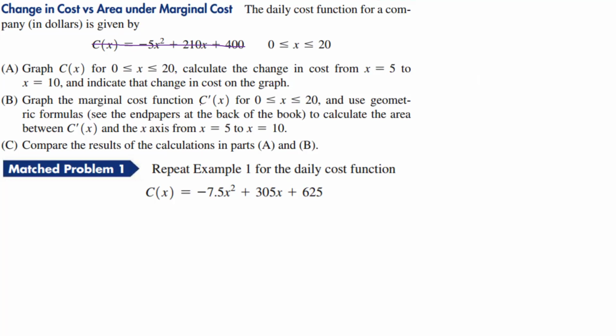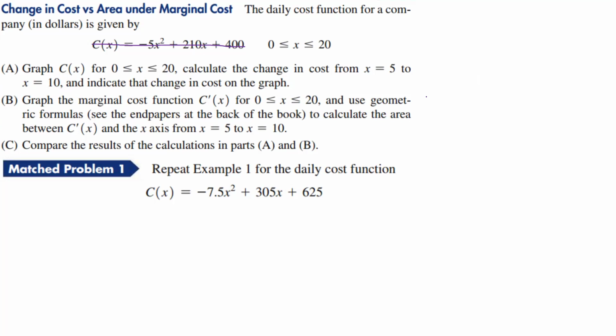Then we're supposed to graph the marginal cost, C prime of x for 0 to 20, and then use geometric formulas. And what we'll do is we'll go to the back and we'll forget about that. We just know that it's going to be a trapezoid. So it's going to be 1/2, one base plus the other base times the height. And so we're going to calculate that. And then part C, we're going to compare the results in A and B.